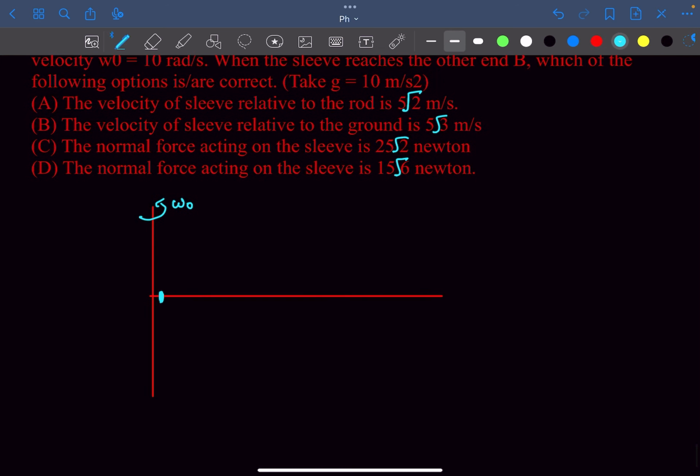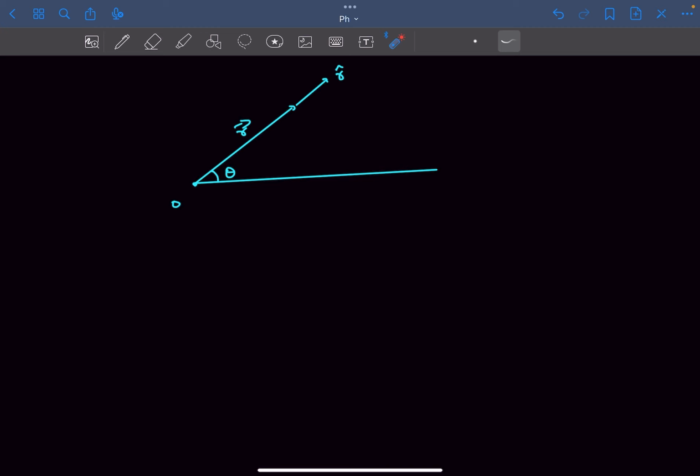Okay, so first let's discuss the concepts that are required for this problem. So let's say some particle is moving in a plane and its position vector at any time is r vector, and let's say its angle with the horizontal is theta. Now we define two unit vectors. The first unit vector is along the direction of increasing r, which is in this direction, and we call it r cap. And then we choose another perpendicular unit vector, which is in the direction of increasing theta. So that would be in this direction, and we call this direction theta cap.